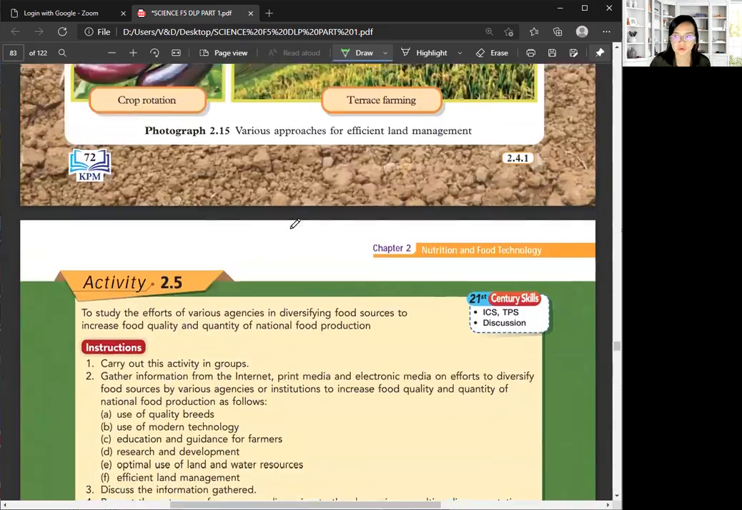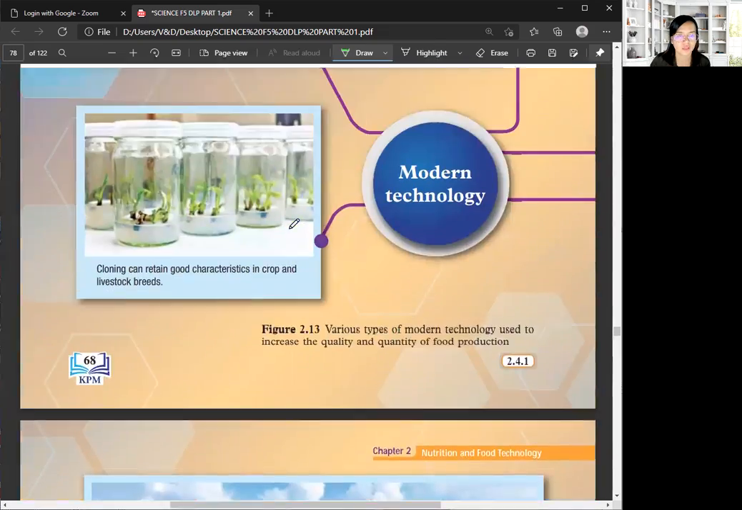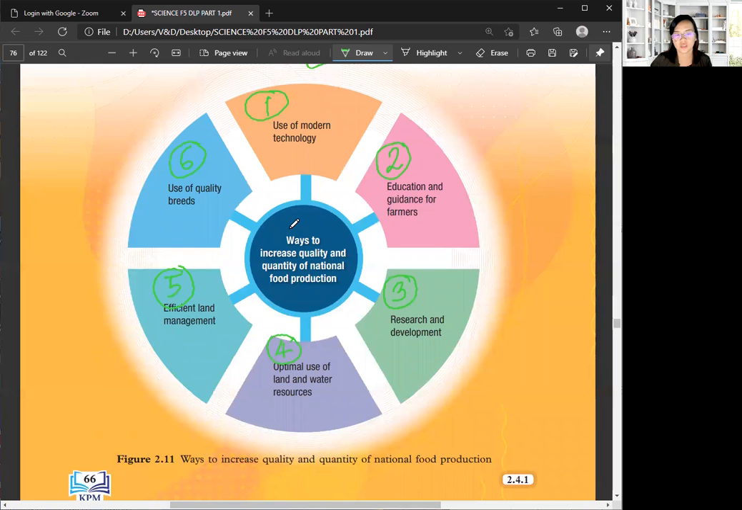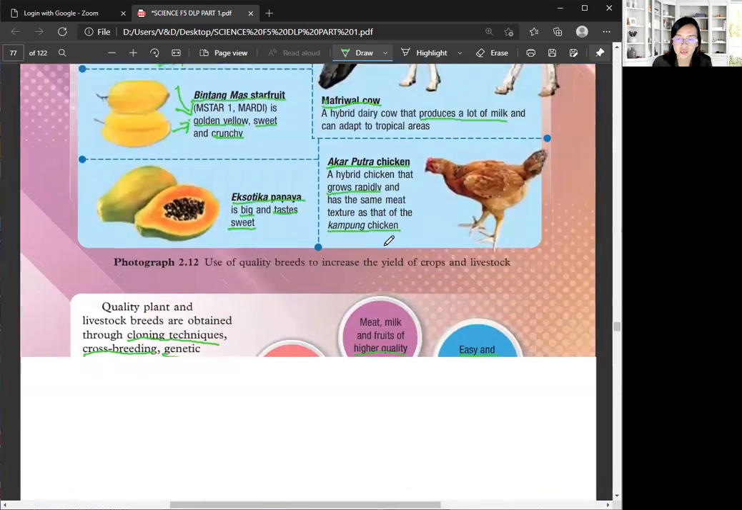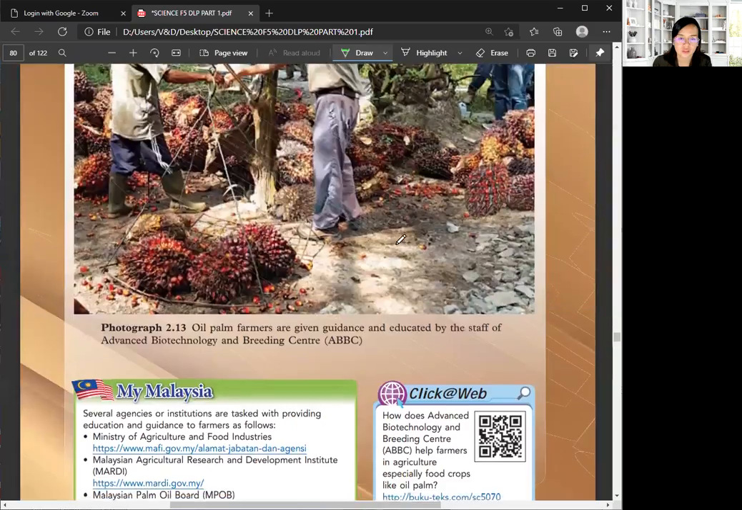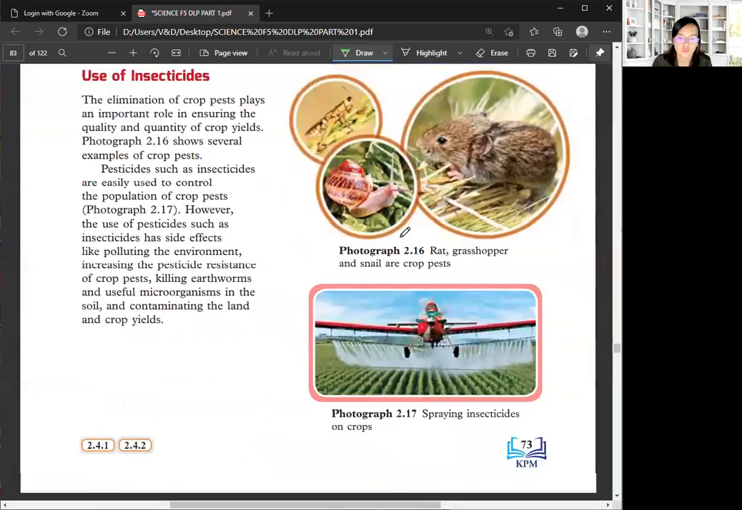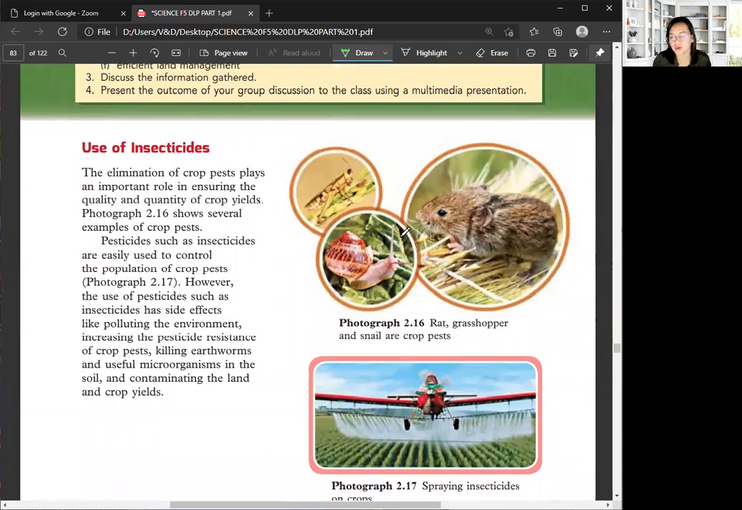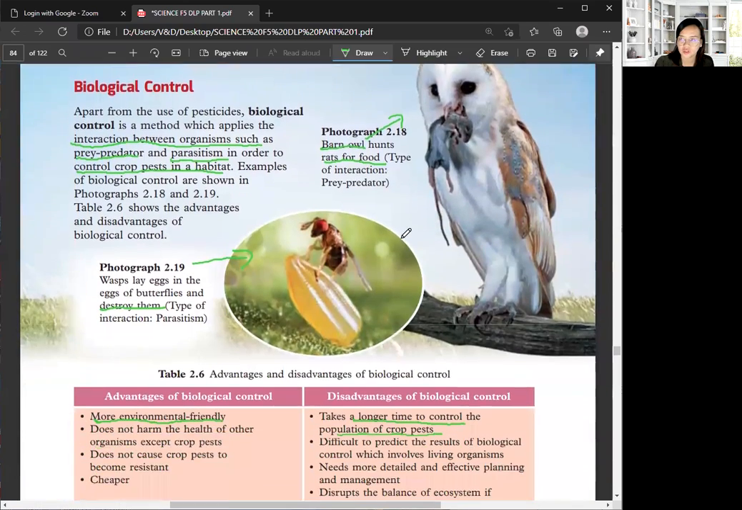Now to summarize the lesson, I want to repeat again. The first one, ways to increase the quality and quantity of national food production. Number one, use of modern technology. Number two, give education and guidance for farmers. Number three, do research and development. Number four, optimal use of land and water resources. Number five, efficient land management. And number six, use of quality breeds. Now to maintain the plantations or the agriculture, we also need to think of the best way to manage our plantation, either using insecticides or biological control.